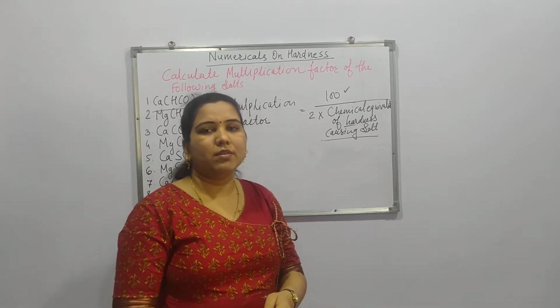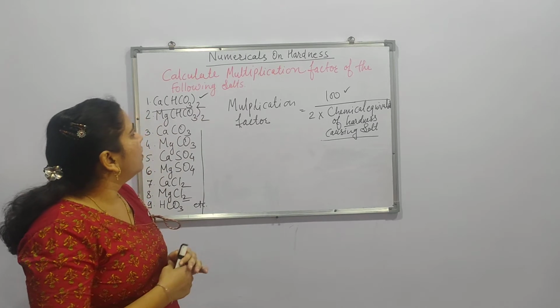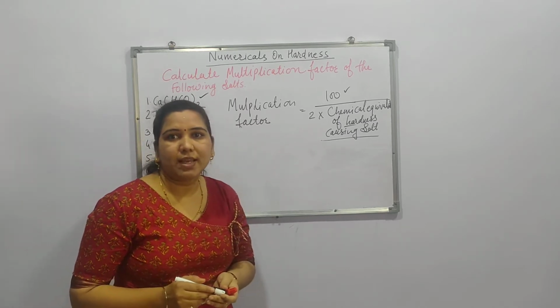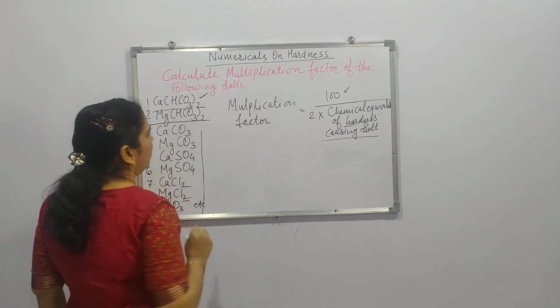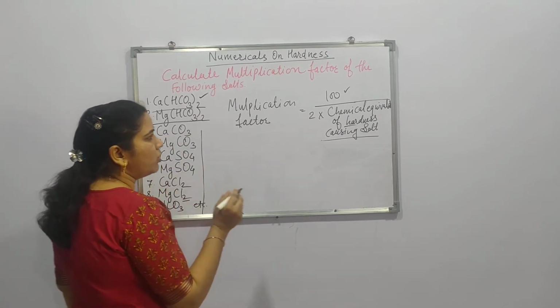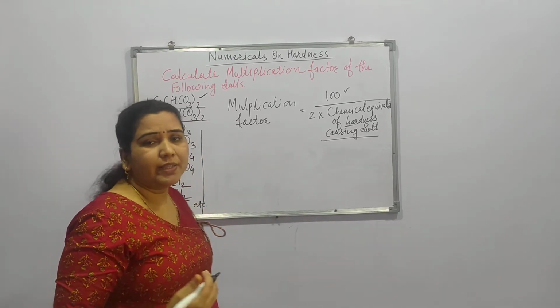Welcome back. We are dealing with the multiplication factor calculation. Our next salt is Mg(HCO3)2. In a similar way, first of all we have to calculate the molecular weight and then the equivalent weight.